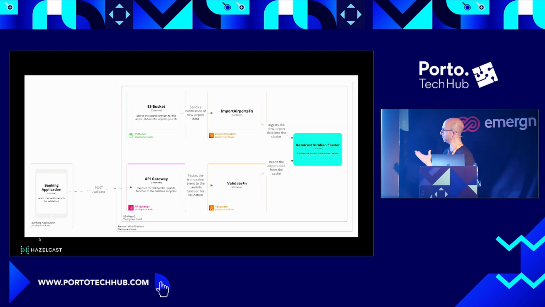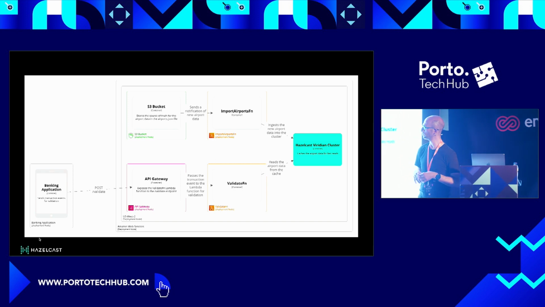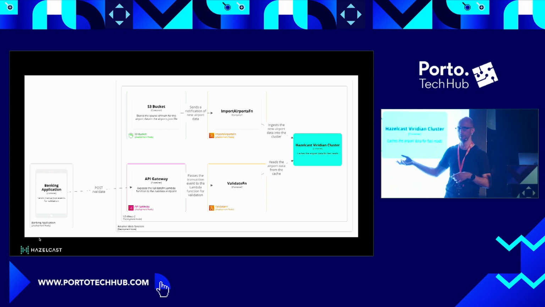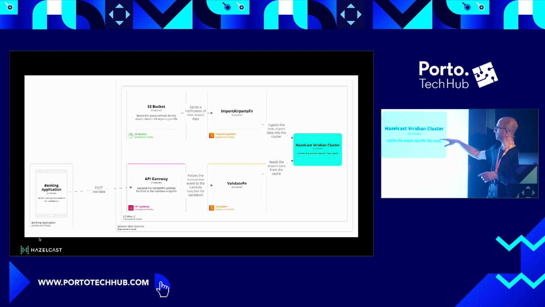This solution is available online. You can try it out yourself. We used AWS to deploy it. It takes the airport data in real time and it takes users' data in real time. It imports it to AWS, does some kind of validation on it, and sends it to Hazelcast Viridian.